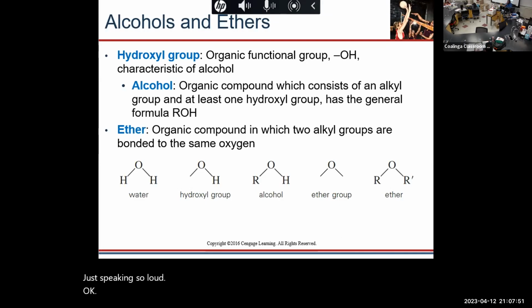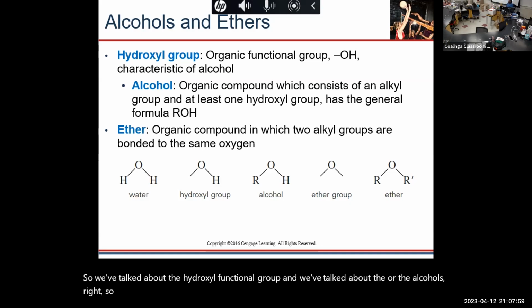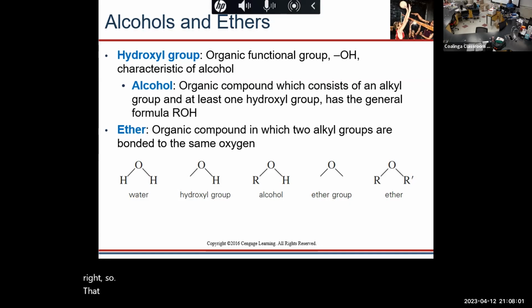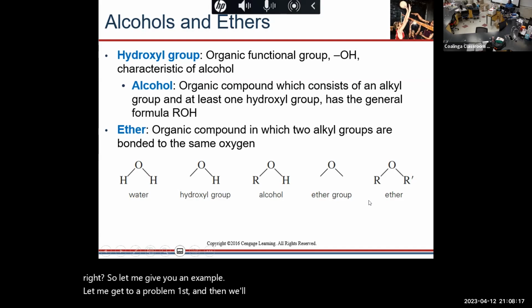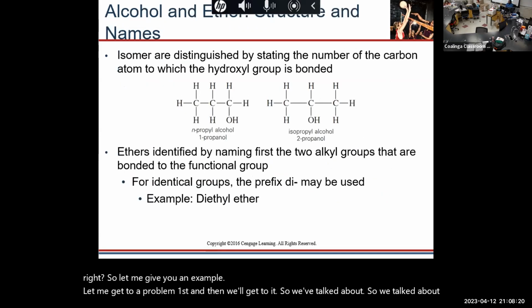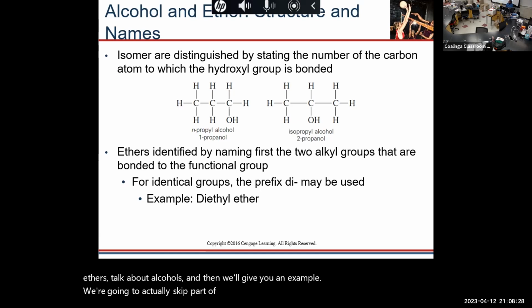Okay, so we talked about the hydroxyl function, the alcohols. That hydroxyl is going to be used when you have nothing that's more important than alcohol. Let me give you an example. Let me get to a problem first. So we talked about ethers and alcohols, and then we'll give you an example. We're going to skip part of this and talk about it sort of.